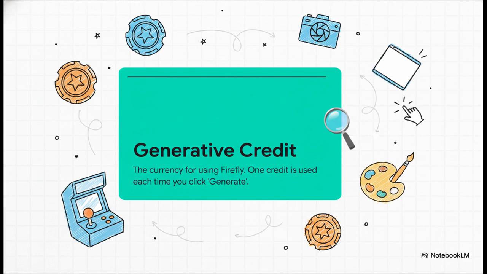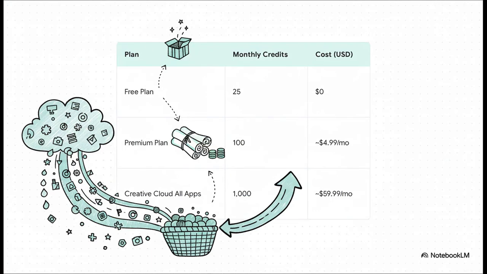So what happens if you run out? Well, you can still use it, but things get a lot slower. Or you can just buy more credits to get back up to full speed. And here's a quick look at how you get those credits. You can actually start for free, which is pretty cool. They give you 25 credits a month. If you need more, there's a premium plan. But honestly, for anyone doing this professionally, the full Creative Cloud subscription is the best deal. That gets you a whopping 1,000 credits every single month.